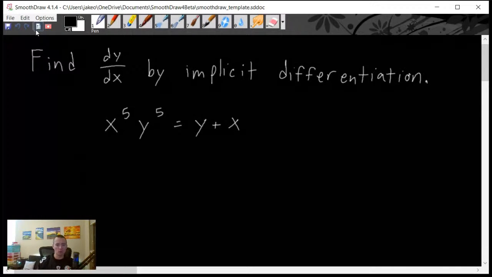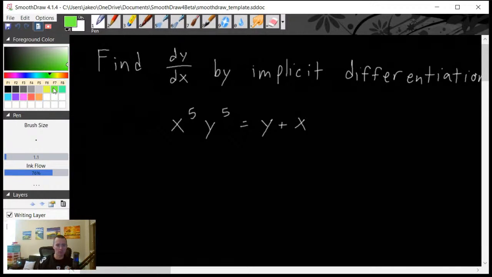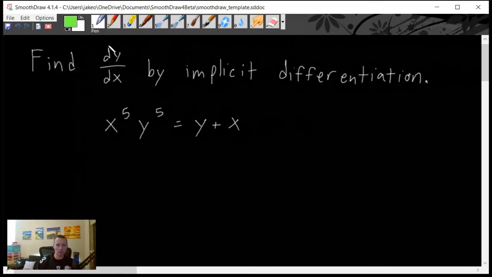So the first thing we want to do when we're looking at an implicit differentiation problem like this is look at what it's asking us to find. It's asking us in this case to find dy over dx. Well, this one little thing actually gives us a lot of information about what we're trying to find and how to actually get there.